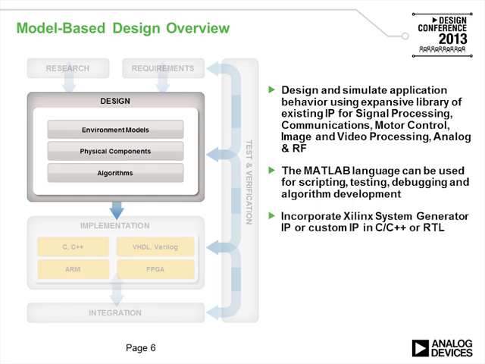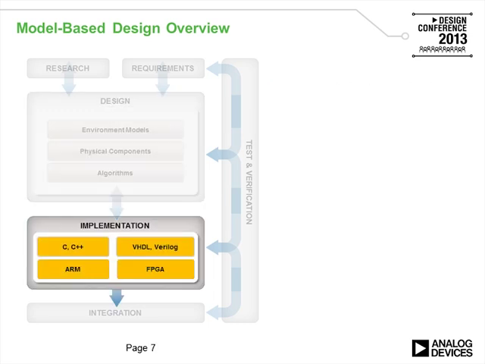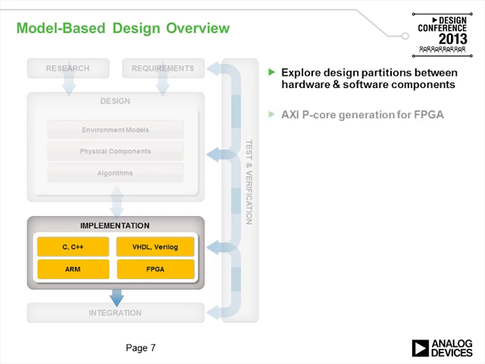To tune performance, you can incorporate Xilinx System Generator IP targeted to specific devices, or you can import custom IP in C, C++, or RTL. In the implementation phase, you can explore design partitions between hardware and software components and tune different performance parameters. The coder tools automatically generate the appropriate AXI-P core for the FPGA to communicate with the ARM.